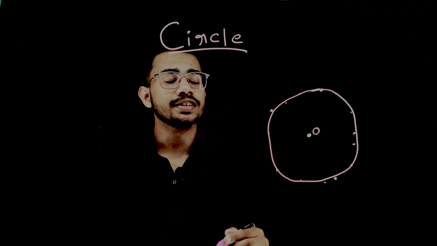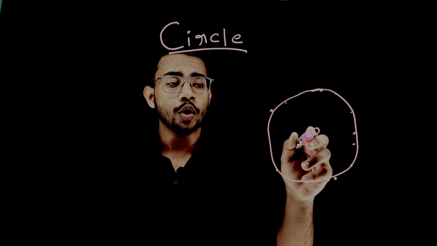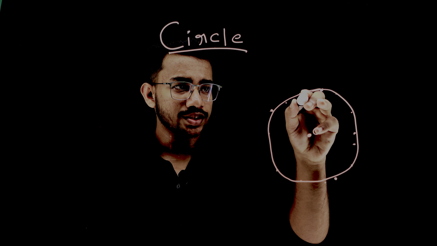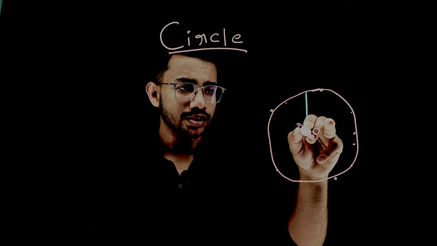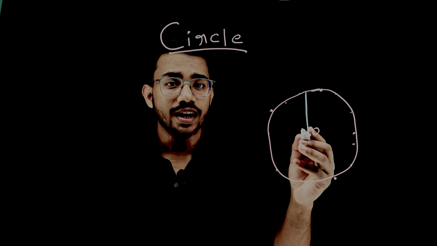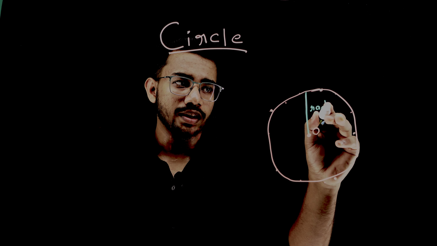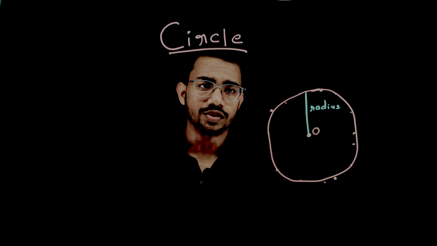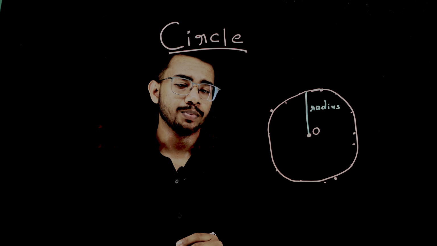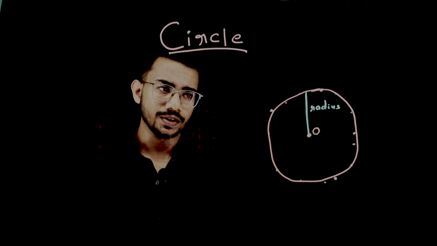Now, when we constructed the circle, we learned that every point on the circle maintains a constant distance from the center. That means the distance from any point on the circle to the center will always remain the same. And that distance is what we call the radius of the circle. Whatever line I draw from the center to a point on the circle will always be the same. That will be the radius itself.